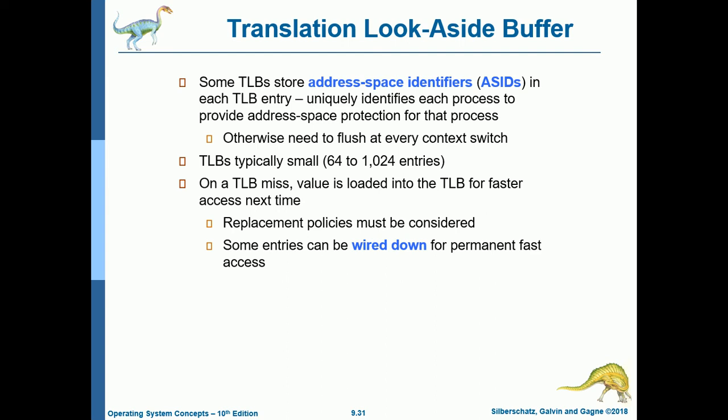So we have the TLB hit. If there's a TLB hit, the address is there in the TLB. If not, it's a TLB miss, so the value is loaded into the TLB for faster access time. Replacement policies must be considered, and some entries can be wired down for permanent fast access. Wired down means the values will not change inside the TLB.